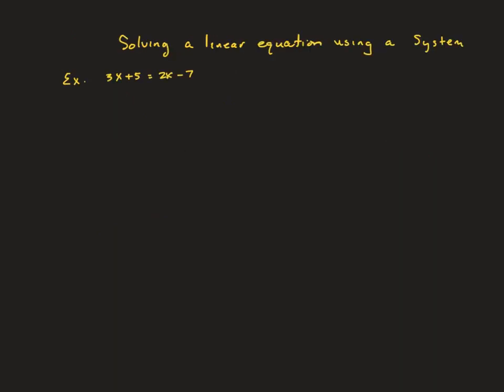Solving a linear equation using a system. So when I rewrite these, this can be rewritten as a system: y equals 3x plus 5 and y equals 2x minus 7. When I go to graph those, I can graph them on my coordinate plane. I'm going to go ahead and graph those real quick.